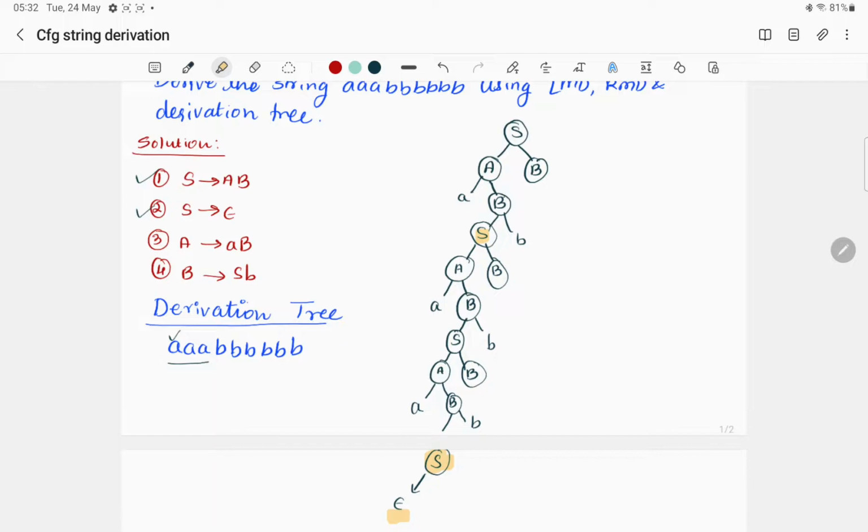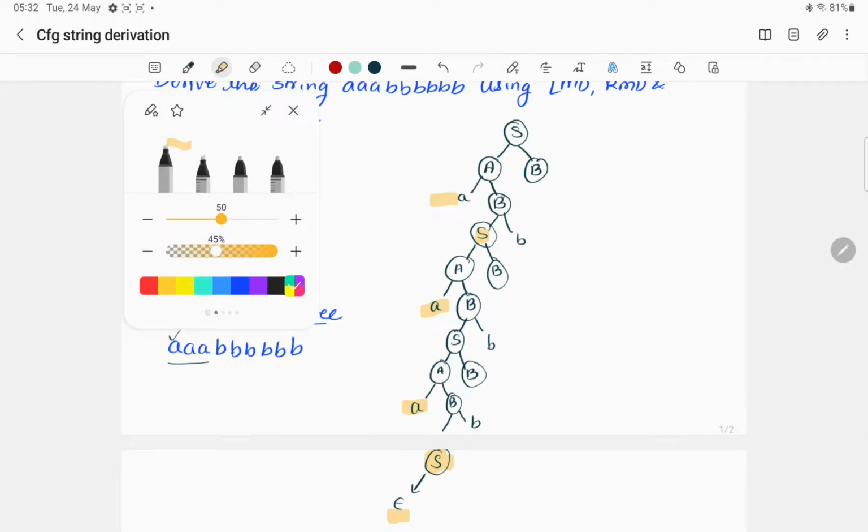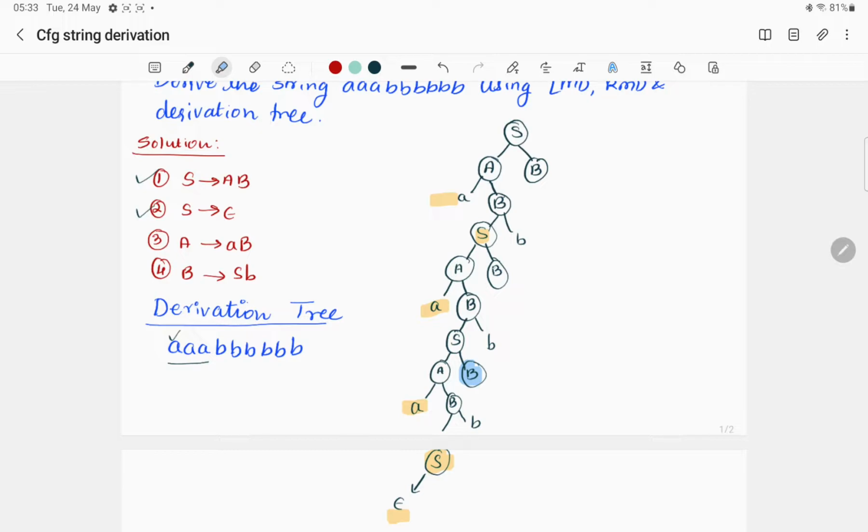Now if you see the tree, I have got 3 a's. Now I just need to see the part of b. Already there are 3 b's generated. Now I'll solve the other part. What are the non-terminals which are not yet modified? I'll highlight them. These are the non-terminals which are not yet solved. So we'll try to solve these. All these capital B's give capital SB, capital SB, capital SB. Now what we can do is, instead of this capital S, we can put the value epsilon. So capital S gives epsilon.